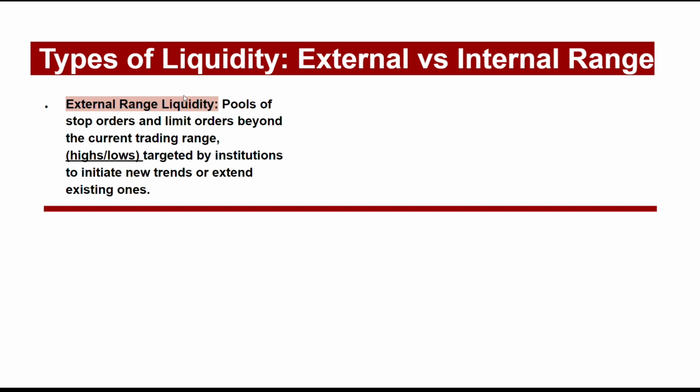External range liquidity are pools of stop orders and limit orders beyond the current trading range. So the highs and lows targeted by the institutions to initiate new trends or extend existing ones. They use the lows and the highs to extend their positions or create new trends. So this is how trends are created.